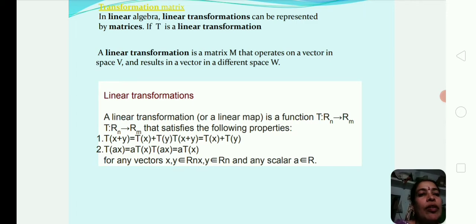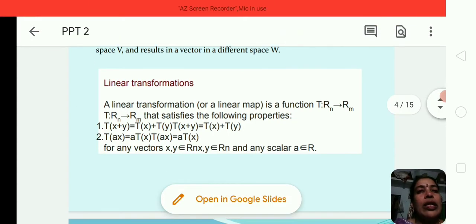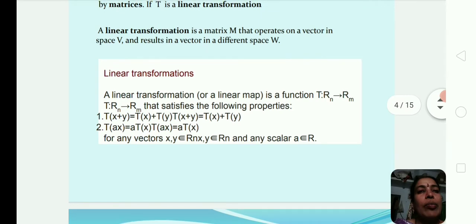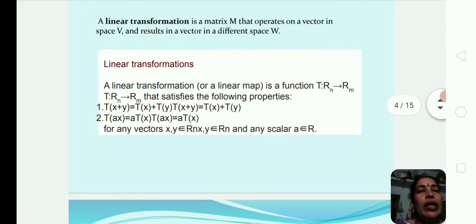A linear transformation is a function T from Rn to Rm that satisfies the following properties. Already you know very well what a linear transformation is. It means T(aα + bβ) = aT(α) + bT(β). Here α, β are vectors and a, b are scalars.